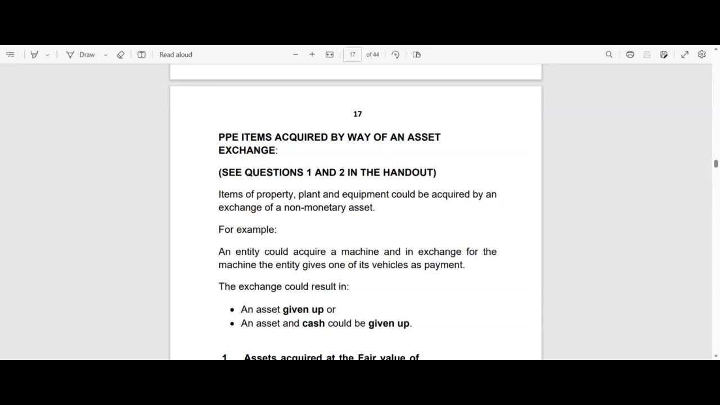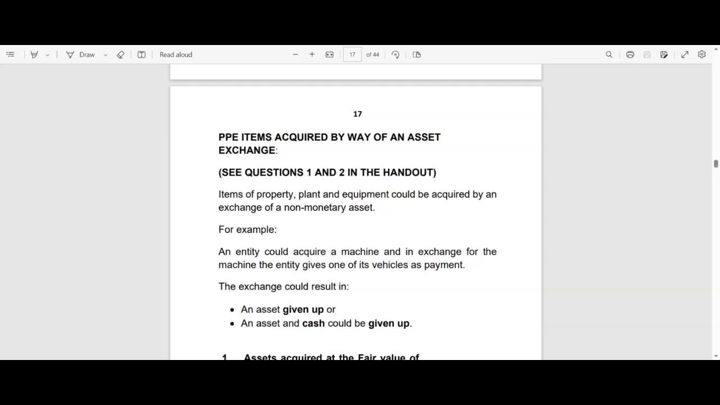By the way, an asset exchange is often also referred to as an asset swap. So you can maybe just make a little note there. If you ever encounter the term asset swap, it is the same as an asset exchange. And we're going to look at an example of a typical asset exchange in the next few minutes. So let us first talk about what is an asset exchange.